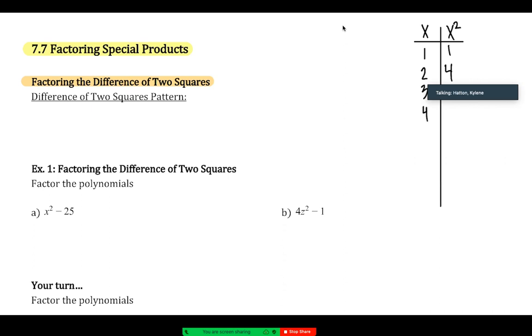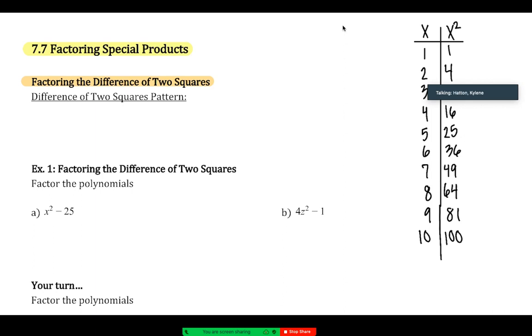So 4 squared is 16. 5 squared is 25. 6 squared is 36. 7 squared is 49. 8 squared is 64. And then 9 squared is 81. And 10 squared is 100. So those are just the first 10 perfect squares.